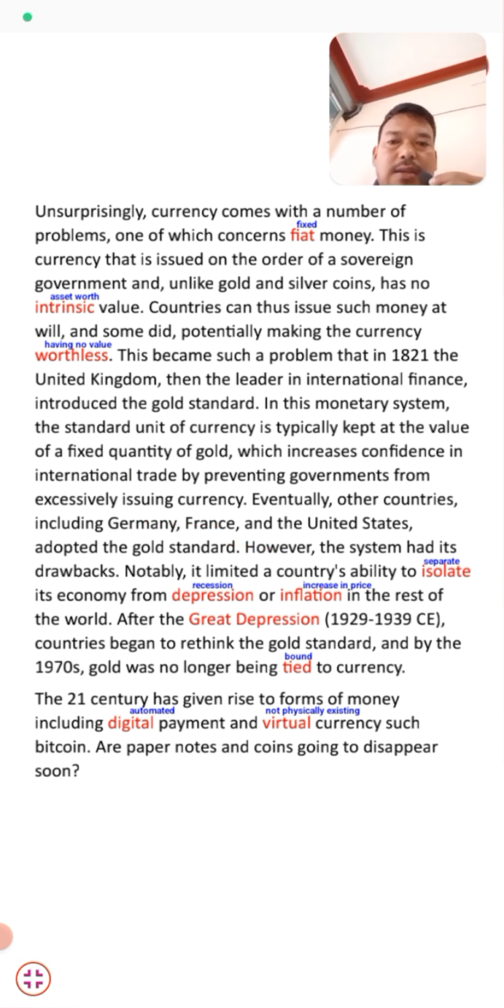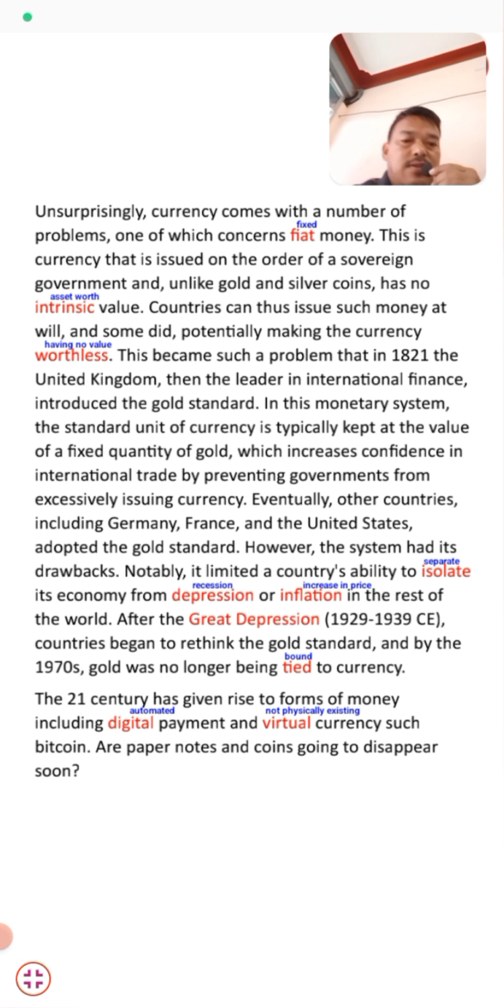However, the system had its drawbacks. Notably, it limited a country's ability to isolate its own economy from depression, recession, inflation, and increases in prices in the rest of the world. Students, what was that problem? It was a drawback, and this law made it difficult for a country to protect its economy from recession and inflation in other parts of the world.